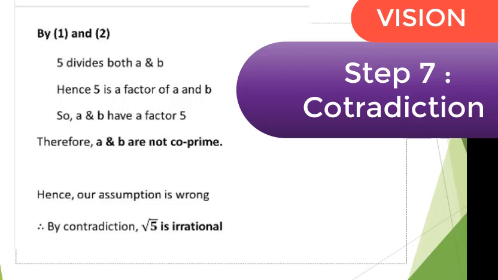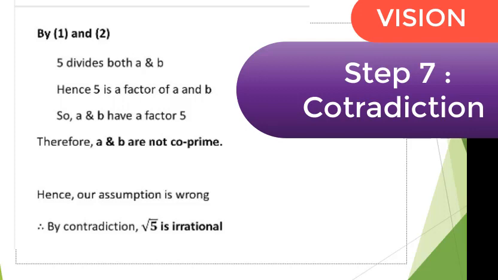Here the contradiction comes. Already we have taken the assumption that a and b are co-prime, but in this situation a and b are not co-prime. According to the assumption, a and b are co-prime. But the answers in step number 3 and step number 6 both have the same factor, that is 5. So since they have the same factor, for a and b to be co-prime, the two should not have the same factor. But in this situation a and b both have the same factor, which is 5. Therefore a and b are not co-prime. So this is a contradiction.